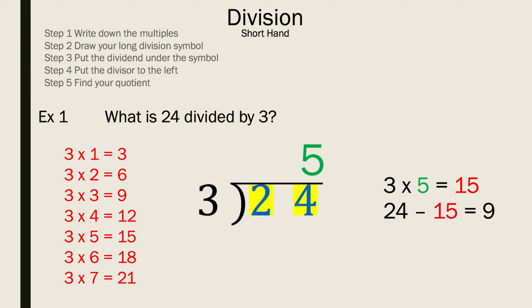Now, if you take a look at your multiples, we know it has to be bigger than 7 because 21 is what you see. So let's take a guess at 8. 3 times 8 is 24. 24 minus 24 gives me 0. So 8 is your answer.